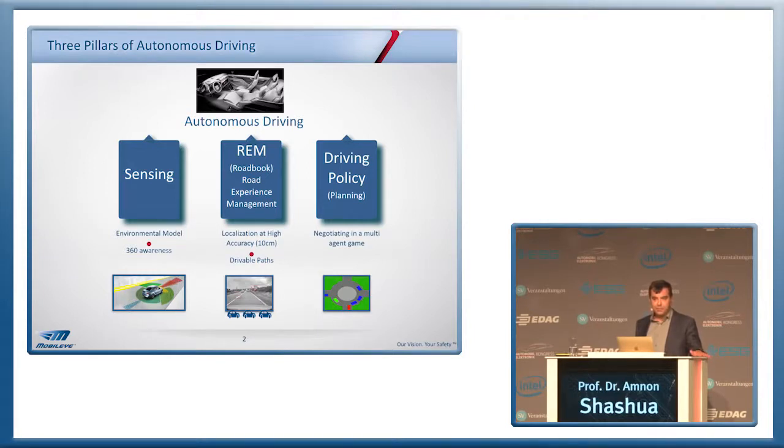What kind of maps? How do we create these maps? How do we update these maps? And how are they connected to sensing? And the third pillar is driving intelligence. We call this driving policy.